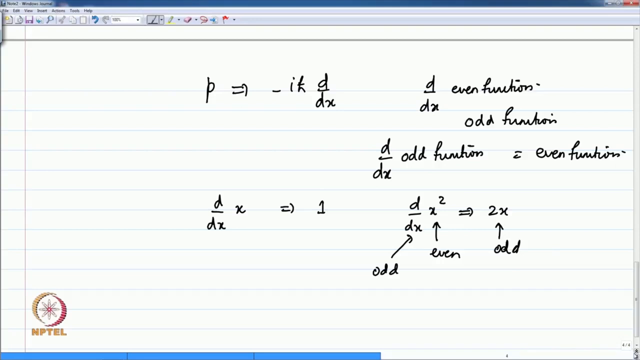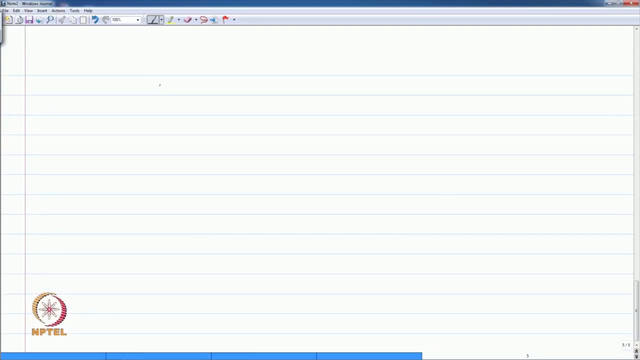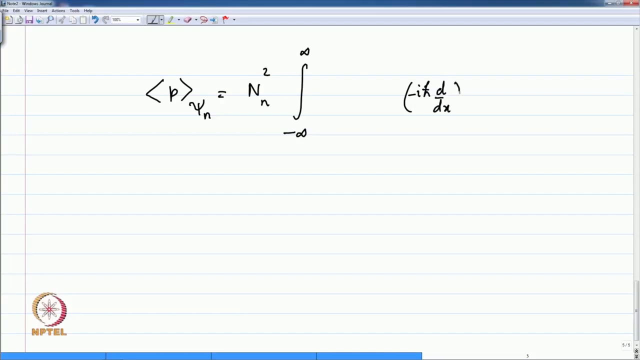Therefore, you can see immediately that when we talk about the average values for the momentum at any given wave function psi n, if we have to calculate the average value of the harmonic oscillator in the state for the momentum operator, then the integral is n square, the normalization constant, between minus infinity to plus infinity. Please remember now, momentum being a derivative operator, minus i h bar d by dx, okay. You need to put the wave function star here and the wave function itself.